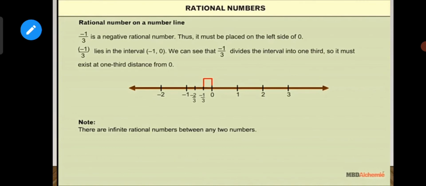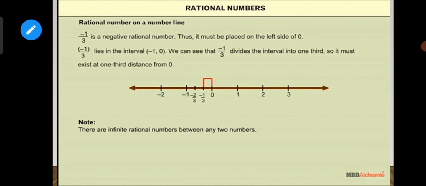Now, how to represent a rational number on a number line. Suppose we have to represent the rational number minus 1 by 3, which is a negative rational number, on the number line. How will we place it? First of all, minus 1 by 3 is a negative rational number. That means it will lie on the left side of 0, because as you know, on the number line all the negative numbers are placed on the left side of 0. So we have to place the given number minus 1 by 3 on the left of 0.